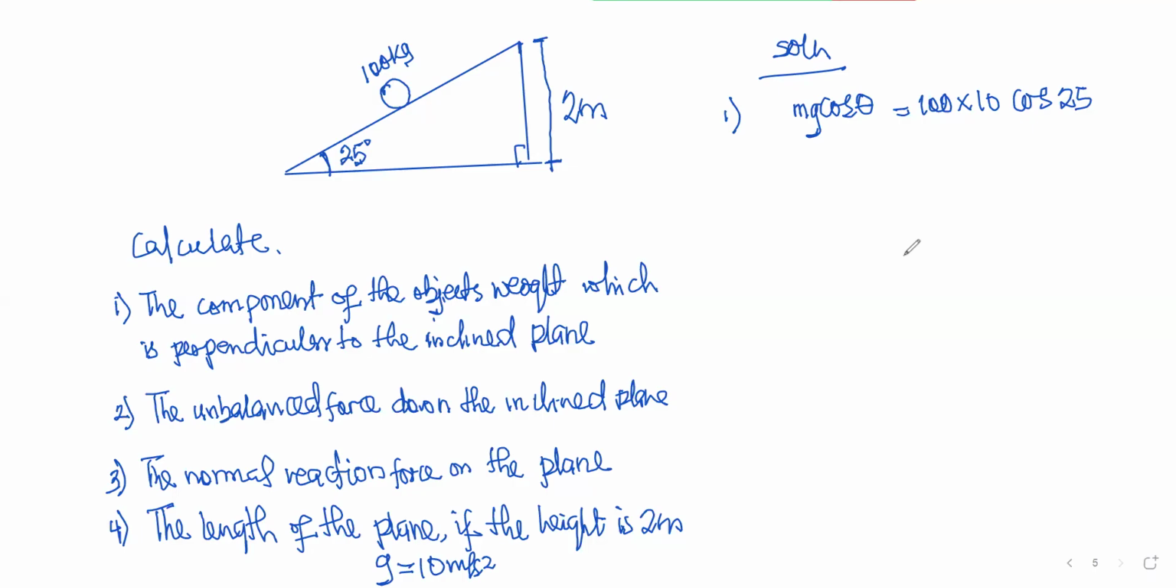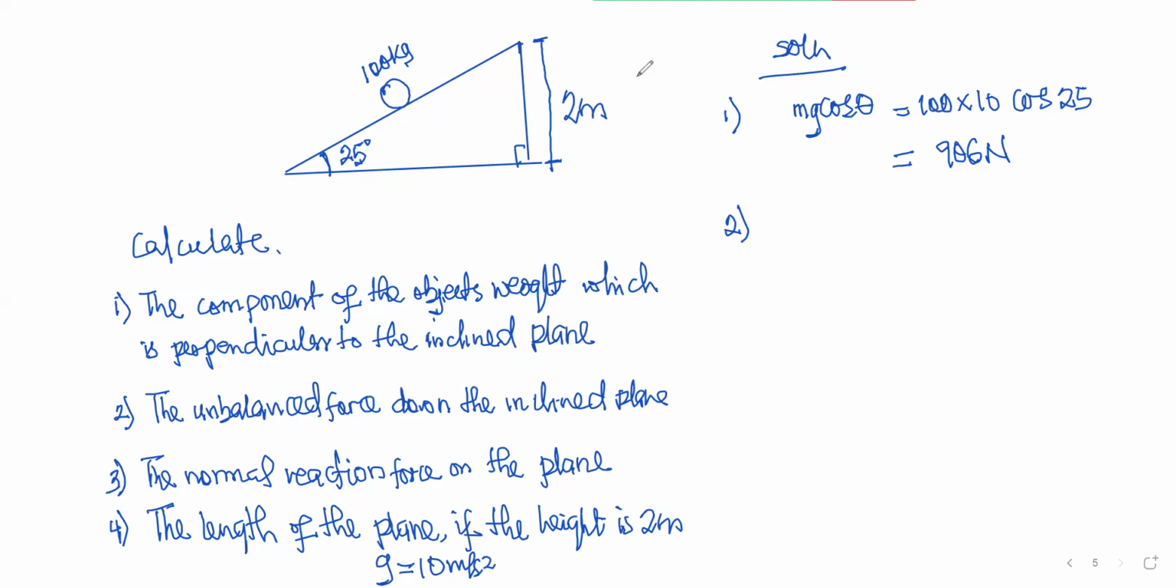Enoch, what's your answer? Sir, please, it's wrong. I rather use sine theta. You must have approximately 906. So the component of the weight which is perpendicular to the plane will be 906. Class, are we getting it right? Class, are we getting it?